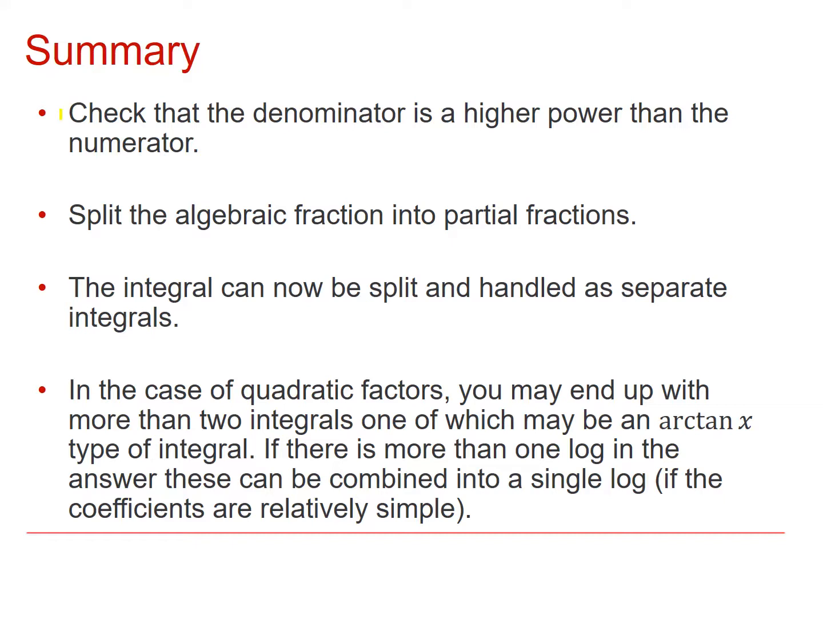So in summary, we would check that the denominator is a higher power than the numerator. If it isn't, as we've seen previously, we'd do an algebraic division. We then split the algebraic fraction into partial fractions, and then we can split the integral and handle each bit as separate integrals. It's worth noting that in the case of quadratic factors, you may end up with more than two integrals, and you may well end up with an arctan x type of integral.